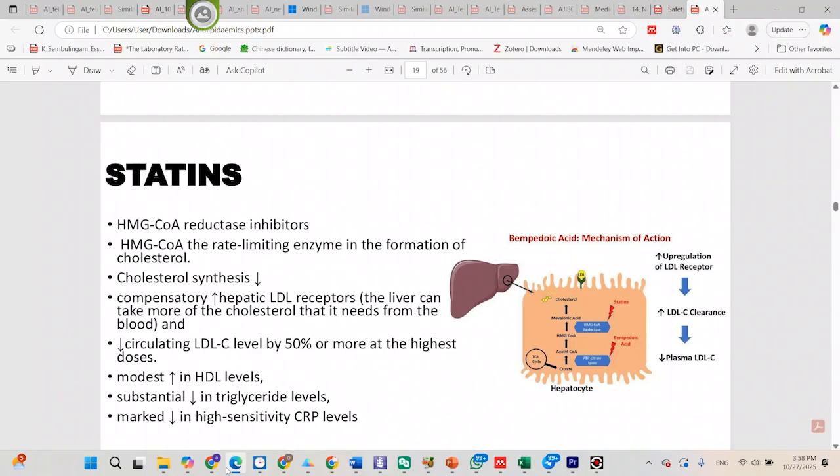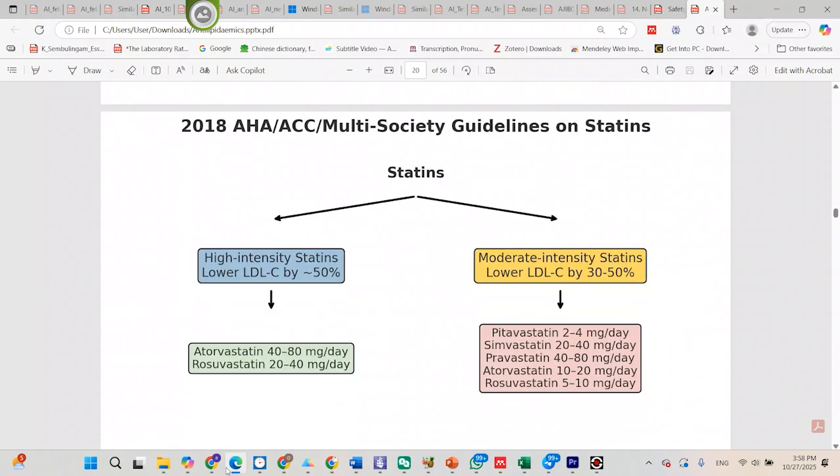All right. Now, statins also decrease circulating low density lipoprotein cholesterol by 50% or more, depending on the dose you use. Then they can also modestly increase high density lipoprotein levels and substantially reduce triglycerides. Also, they can reduce high sensitivity CRP levels. Now, statins can be categorized into two.